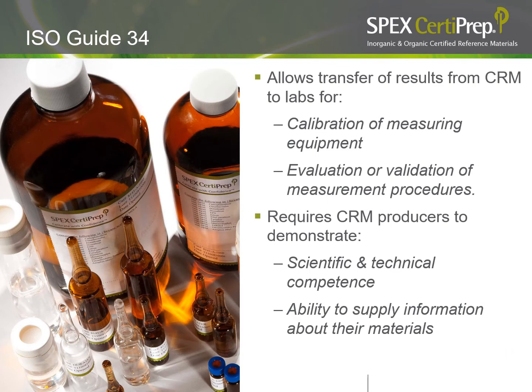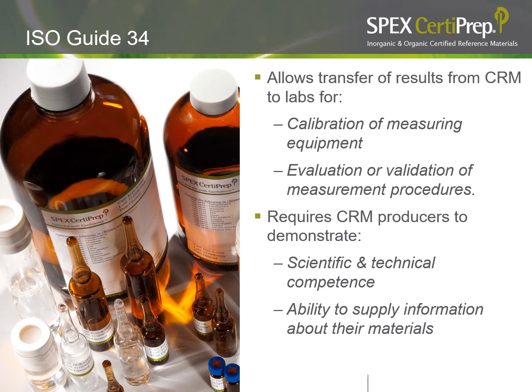Now, ISO Guide 34 allows the transfer of the results from CRM to labs for calibration of measuring equipment, evaluation or validation of measurement procedures, and it requires CRM producers to demonstrate the scientific and technical competence and the ability to supply the information about their materials. A CRM producer is defined as the technically competent body that is fully responsible for the supply of the CRM and authorizes the property values assigned to the CRM.